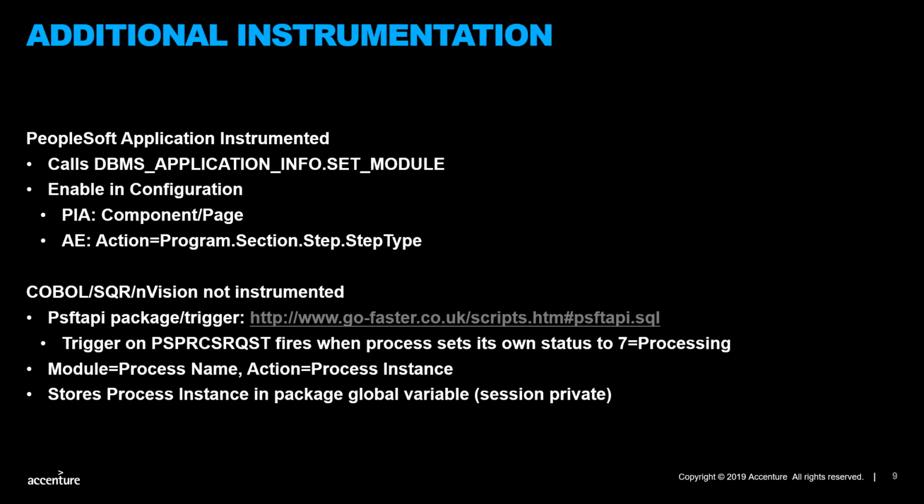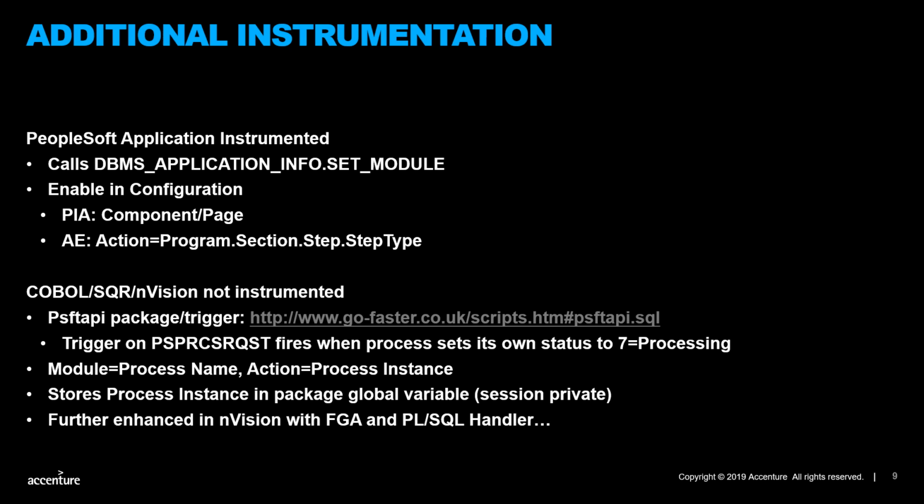So I can create a trigger on that table that fires when the status is updated to 7. And then I have a PL/SQL procedure that sets module to be the current process name and action to be the process instance number, the unique ID of the process request. And it also stores the process instance in a package global variable that I can read back later. So now I have instrumented my batches so that if they're not otherwise instrumented by PeopleSoft, I know exactly which process is running, and I can go and look that up on the process request table.